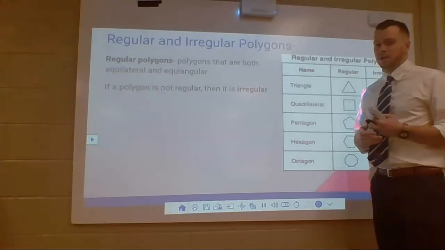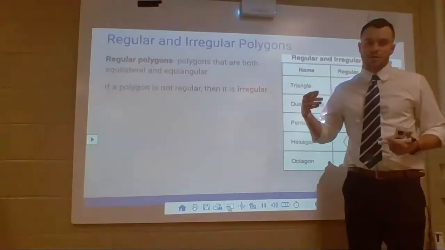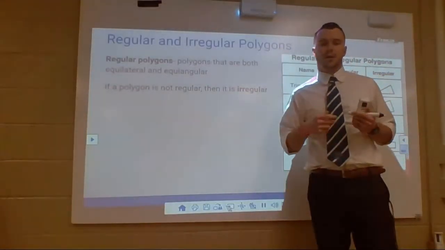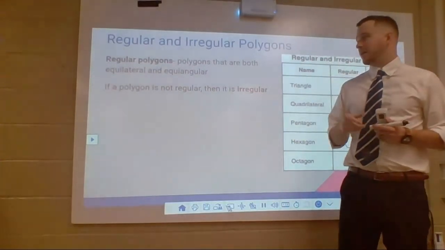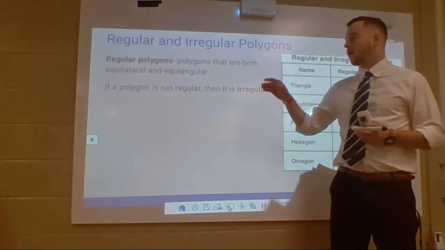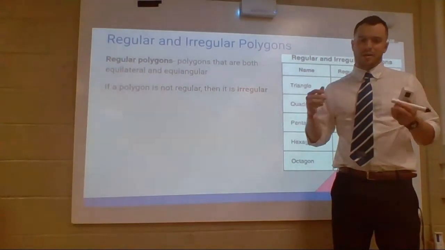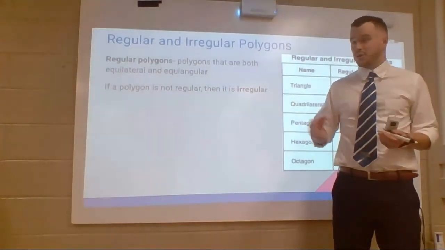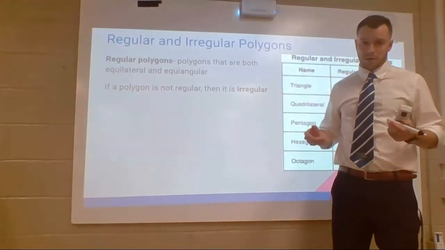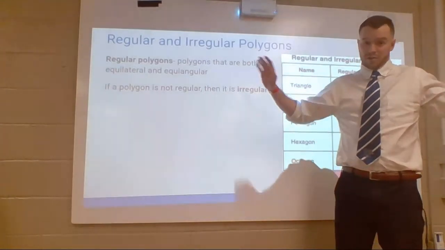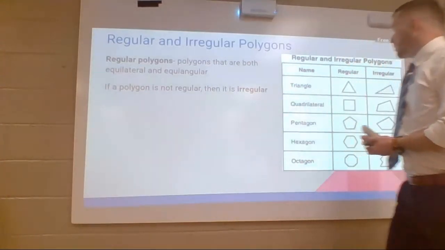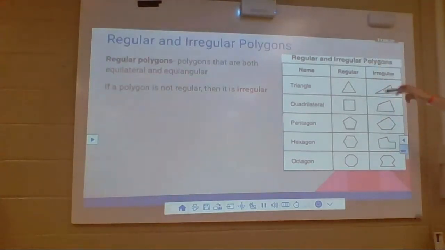So let's talk about regular and irregular polygons. So a regular polygon is a polygon that is both equiangular and equilateral. If a polygon is not regular, then it is irregular. All right, so if it's not equilateral and equiangular, then we would just say it's irregular. So here's some examples of regular and irregular polygons.